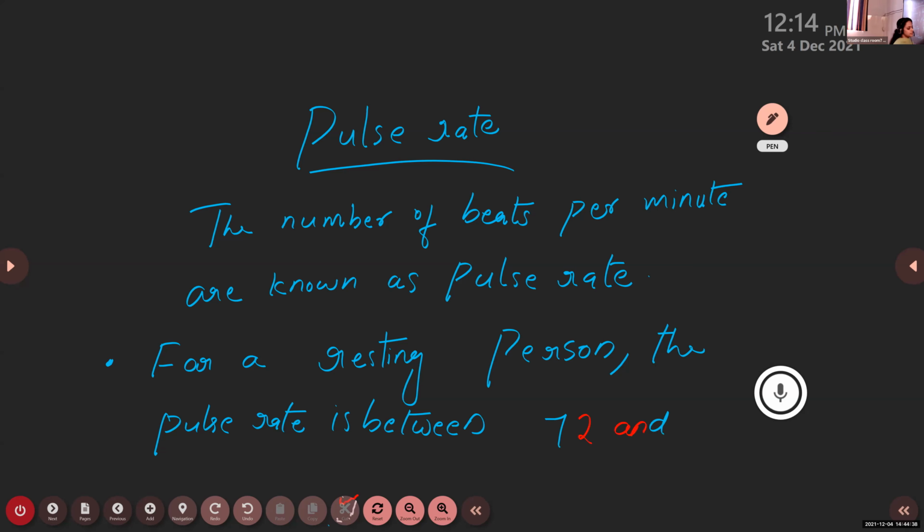72 and 80. I think most of you got nearly 60, right? For a normal person who is in a rest position, the pulse rate is between 72 and 80. Maybe because we are children. 60, 61. Is it because we are sitting in the science class that the pulse rate becomes low, right?